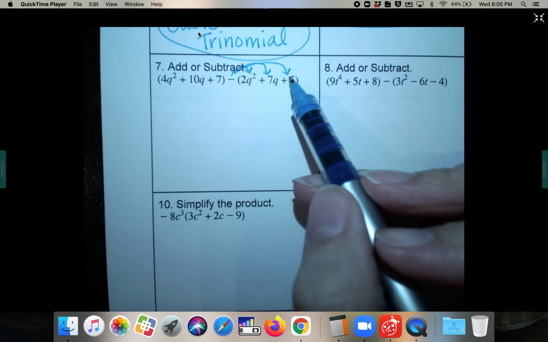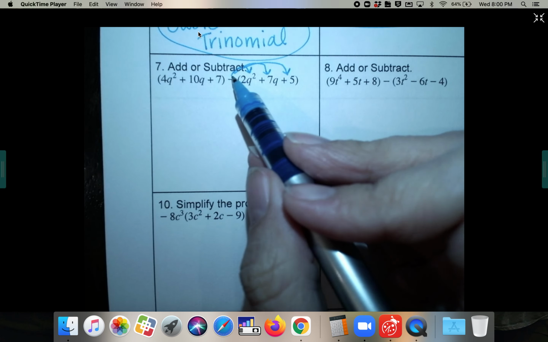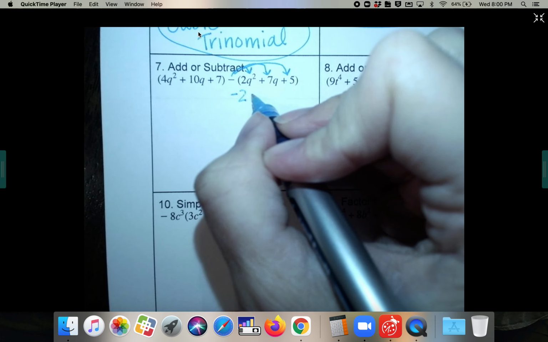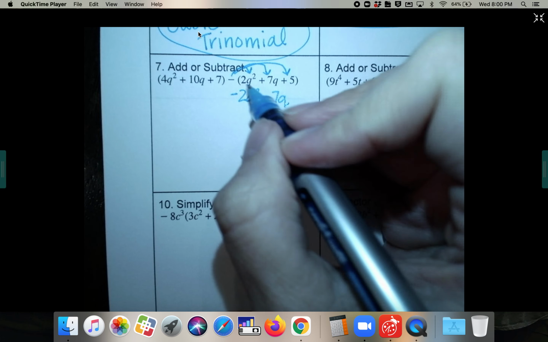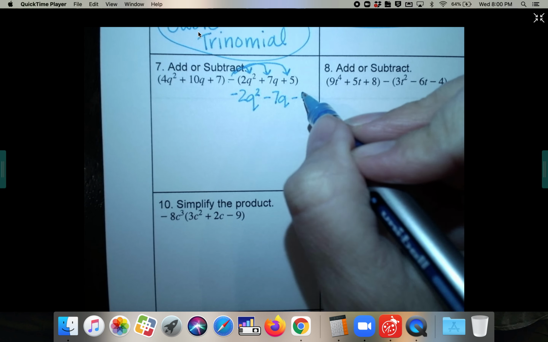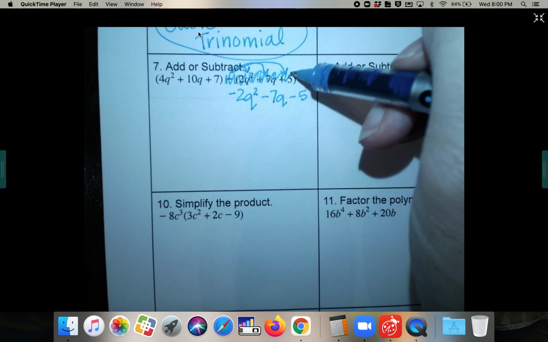because actually after I distribute it, that's going to be a minus and that is also going to be a minus. So this should be negative 2q squared. This should be negative 7q. And this should be negative 5. And then I'm just going to scribble it all out, including the negative sign, the subtraction sign.